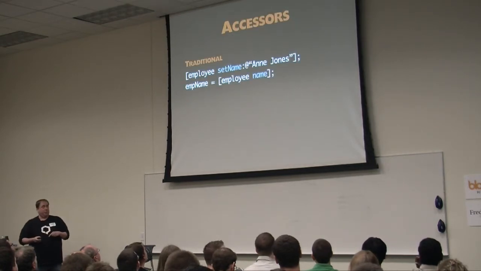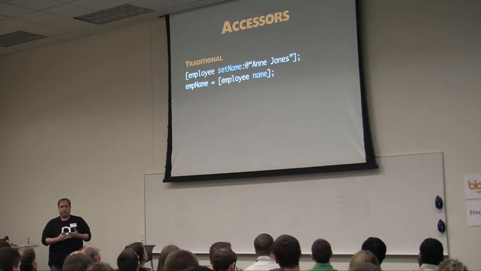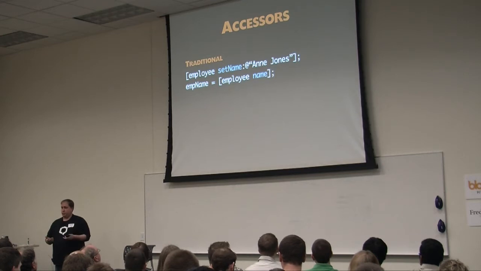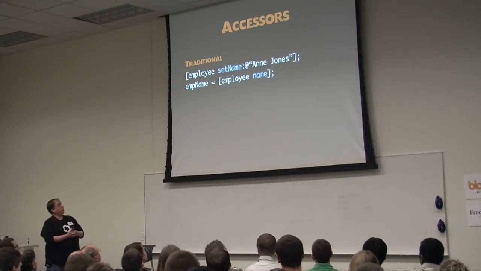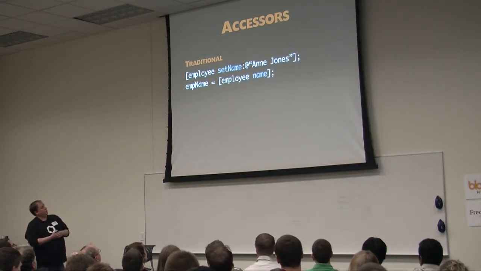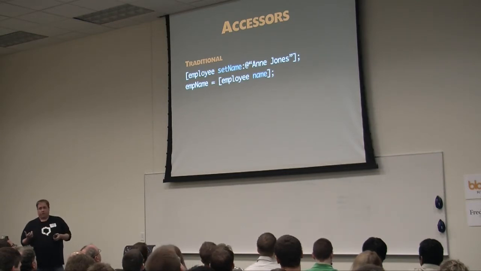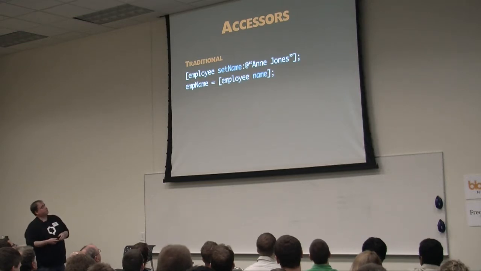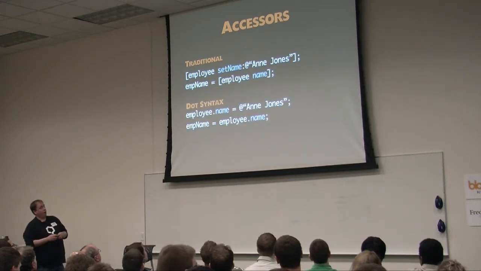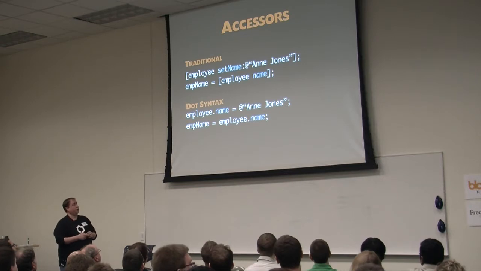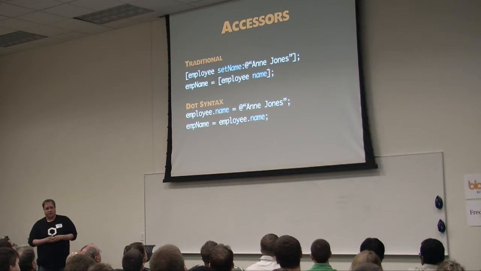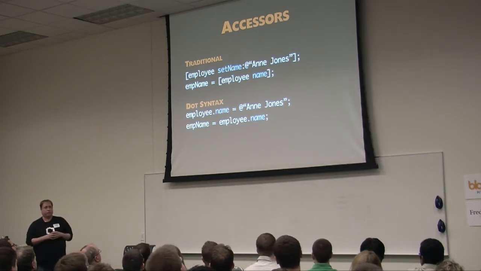I'm going to talk just quickly about accessors. So a getter and a setter for an object. Normally an object has an instance variable, and you use a getter or a setter to get or set that value. This is the traditional way, in square brackets, and then set name for the setter, and then the name of the variable for the getter. Later on, they introduced dot syntax, so you can do object dot name for the getter and the setter. Either of these ways works. You don't usually mix them within a single project. It's kind of a personal preference thing.